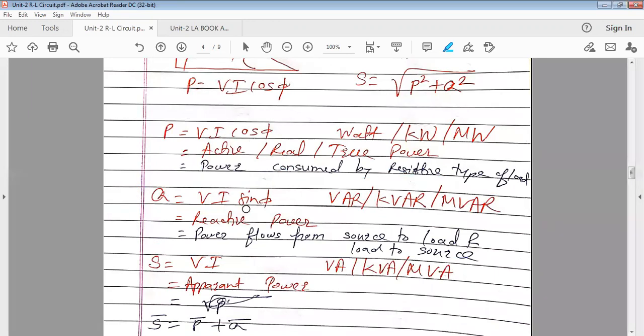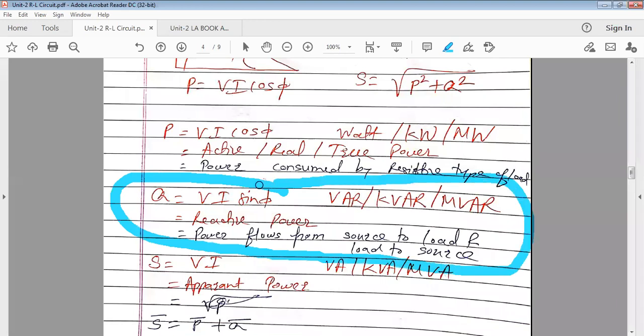For inductor and capacitor we have seen phi is 90 degrees, so sin phi is 1. But what about for resistor? Sin phi is 0. So Q will be 0 for resistor, but Q is there for inductor and capacitor, isn't it? So in case of inductor and capacitor, this Q continuously flows from source to load and load to source, and that is called as reactive power, denoted by capital Q. Formula is VI sin phi. Unit is VAR, kVAR, MVAR.